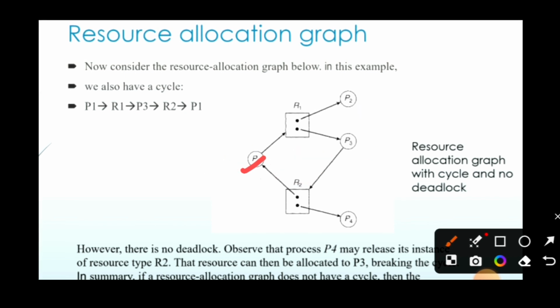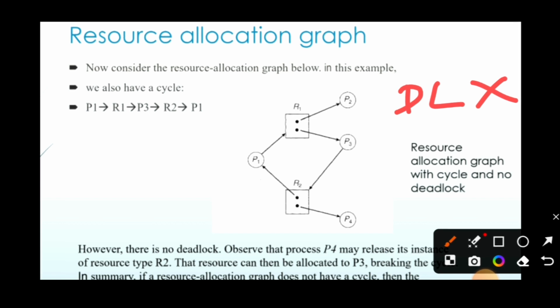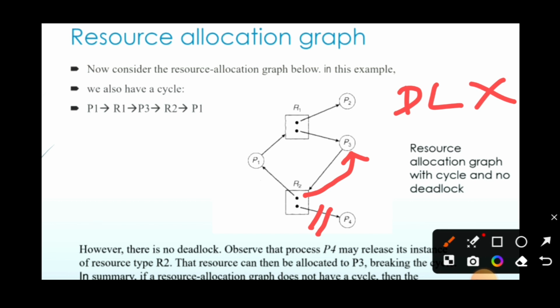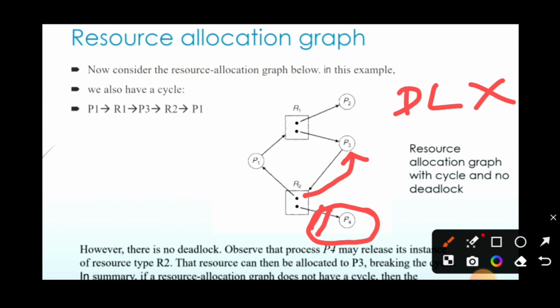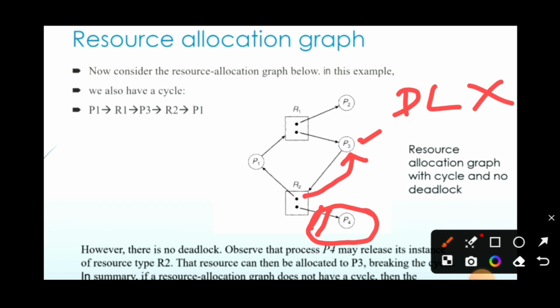However, there is no deadlock here. Why? Process P4 may release its instance of resource type R2. That resource can be allocated to P3 and we can break the cycle. Once P4 completes its execution, it is going to release R2. Once it releases R2, R2 can be assigned to P3. Hence there is no cycle after that. There is a cycle but there is no deadlock.